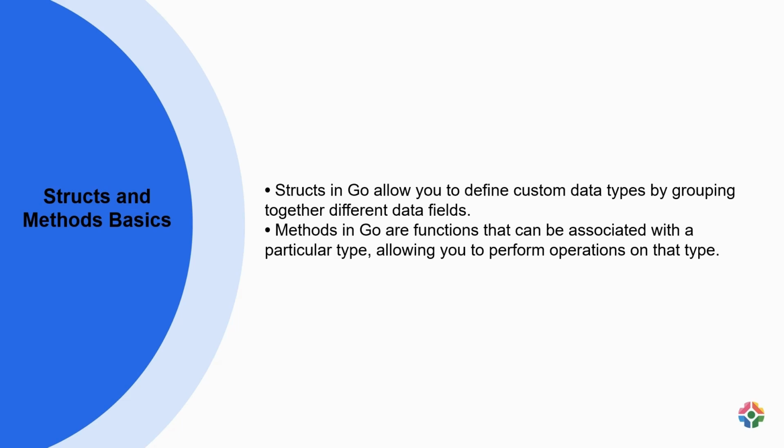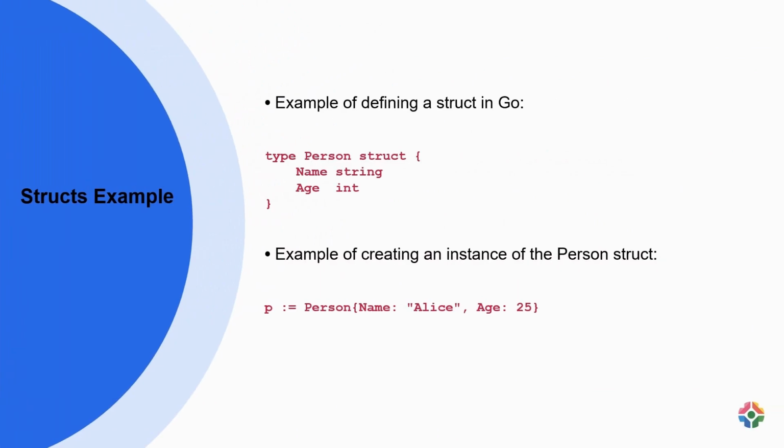and behaviors. A struct in Go is defined using the type keyword followed by the struct name and its fields within curly braces. Each field has a name and a type. For instance, a struct person with fields name of type string and age of type int is defined as follows: type person struct { name string; age int }. To create an instance of this struct, you can use the following syntax: p := person{name: "Alice", age: 25}.